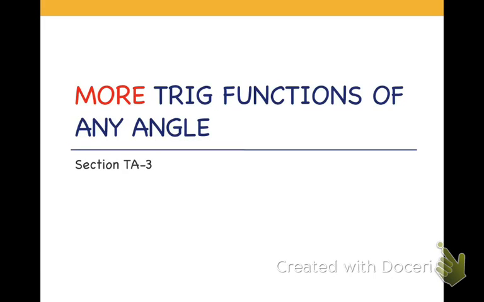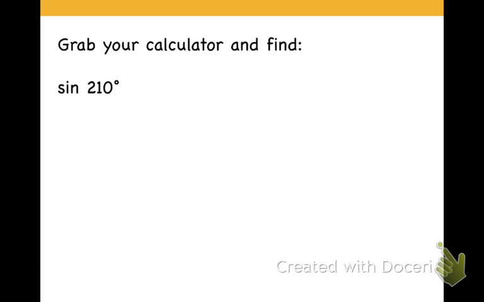Today we're going to continue on with our trig functions. We're going to be looking at angles that are larger than 90 degrees or potentially some negative angles, and how we deal with those. So first we're going to just start by figuring out sine of 210 on our calculator, making sure our calculator is in degree mode. You just type sine 210 and we get that this is equal to negative 0.5.